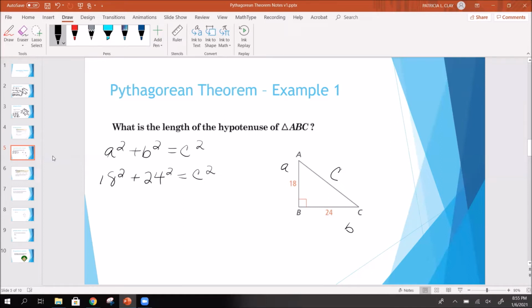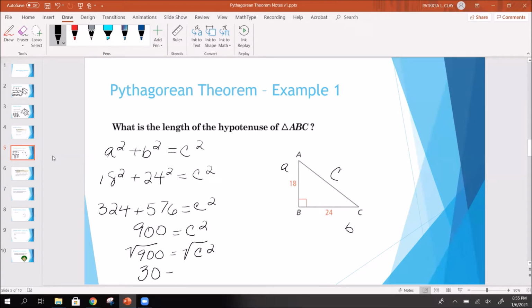So that is 324 plus 576 is equal to C squared. So this is equal to 900. It's equal to C squared. So now we take the square root of both sides because we need to get C by itself. You can put it in your calculator. You end up with C is equal to 30.